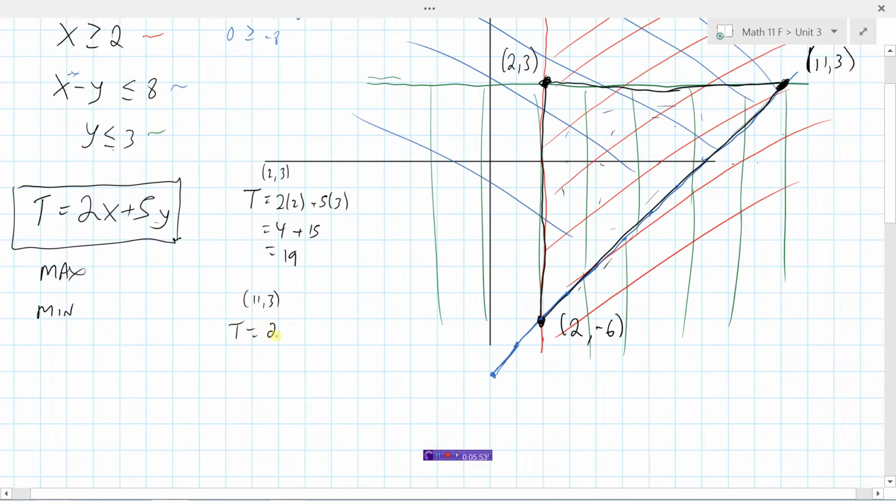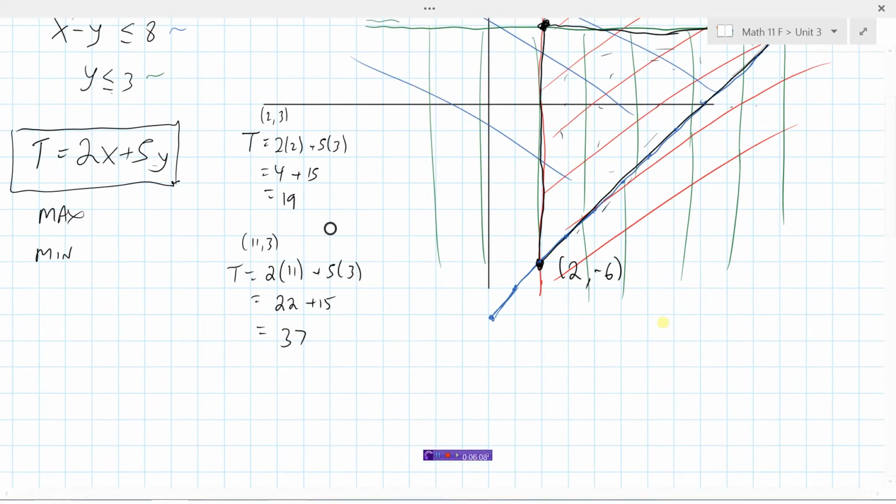So t would equal 2 times x, x is now 11, plus 5 times 3. So that's 22 plus 15, which is now 37. So far this is our smallest one.